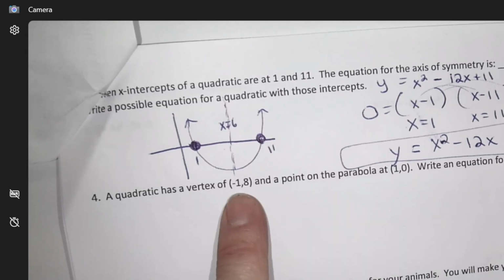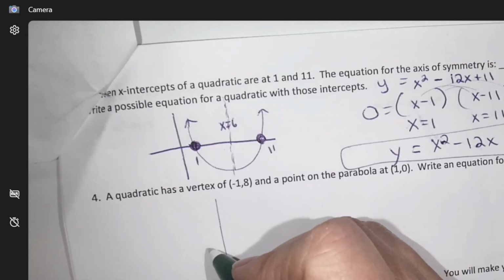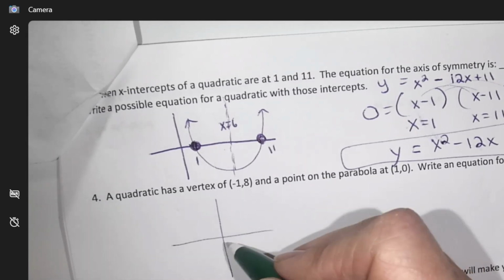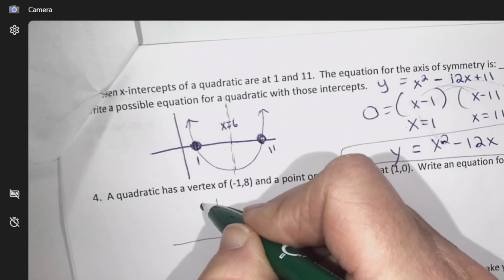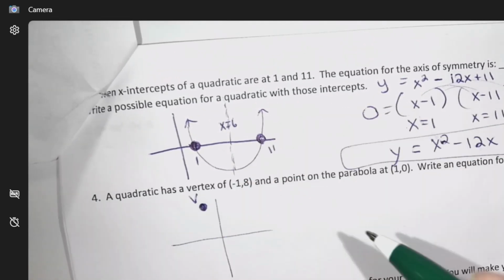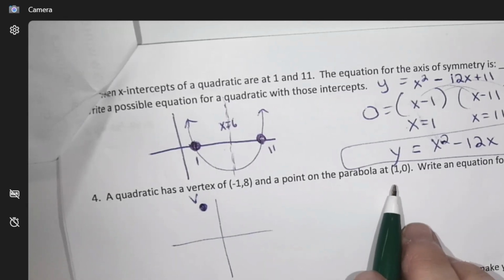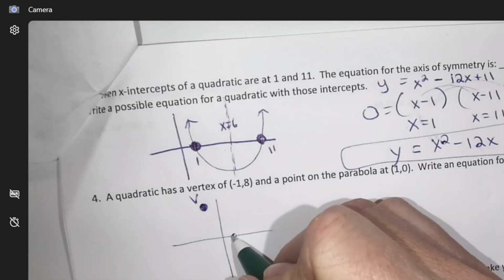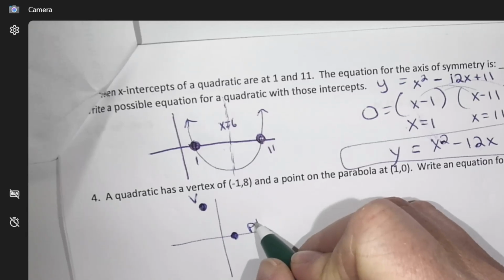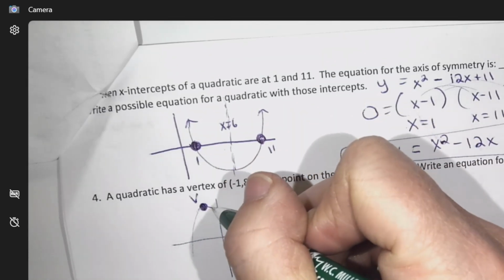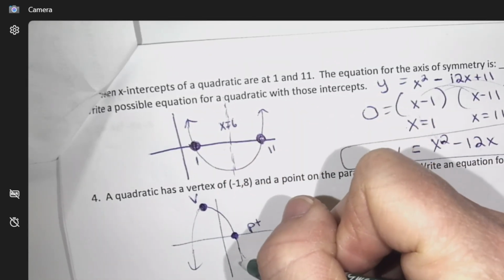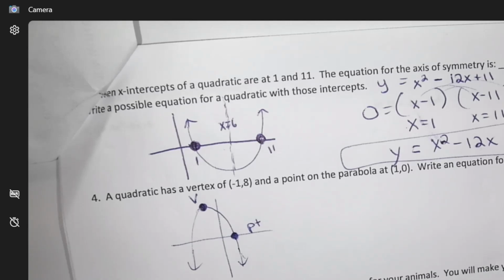Okay, I have a vertex of that and a point of that. I'm a visual person, so I'm just going to kind of draw myself. The vertex is at negative 1, 8. And then there's a coordinate at 1, 0. So I know that's kind of a general idea. Okay, you don't have to graph it, but I'm a visual, so I'm going to do that.